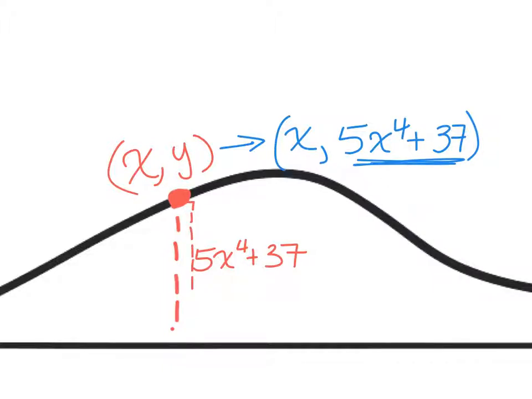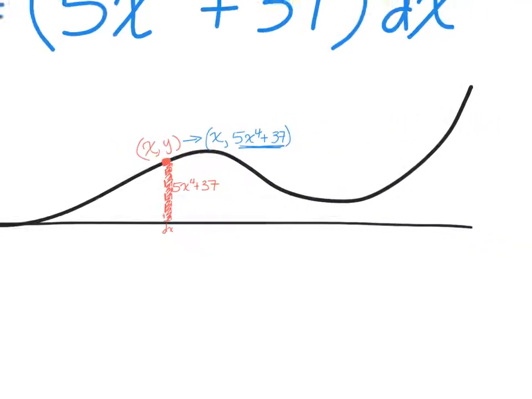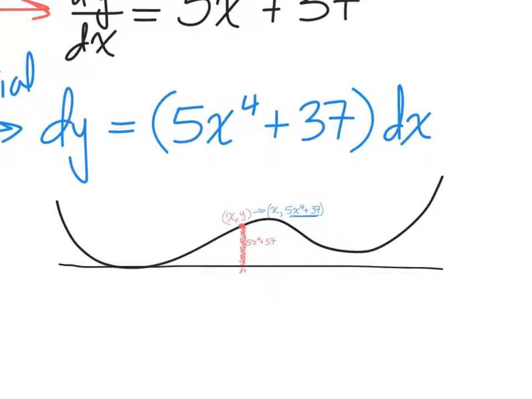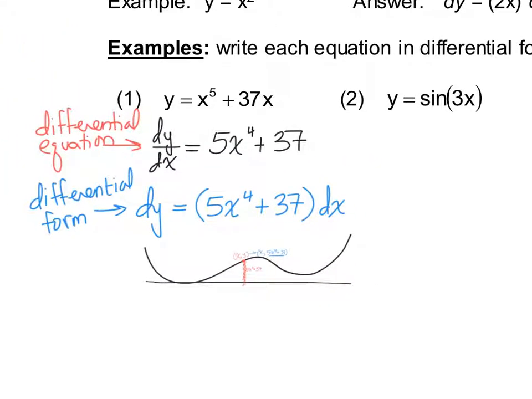So 5x to the fourth plus 37 multiplied by dx would give you this area. A very minuscule area, very teensy tiny. That's why I zoomed in so much, because it's supposed to represent the tiniest little smidge of area underneath this curve. So what will dy actually represent?